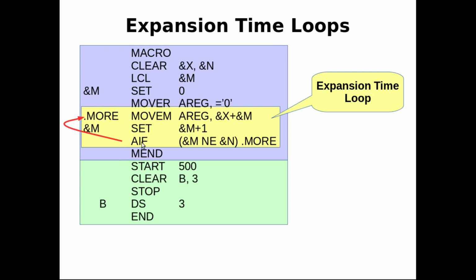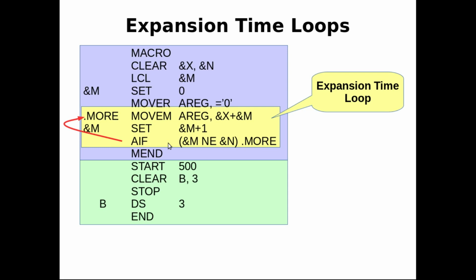And next we have the if statement. So in the if statement we check whether m is not equal to n or not. So if m is not equal to n, then we will jump to the sequencing symbol more. And where is the sequencing symbol more? It's here. So we go back to more, and this is our loop. So this is the expansion time loop, and we will continue this loop as long as m is not equal to n. Once m becomes equal to n, we will exit the loop and we'll go to the next statement. So this is how we can write expansion time loops using expansion time variable and if statement.